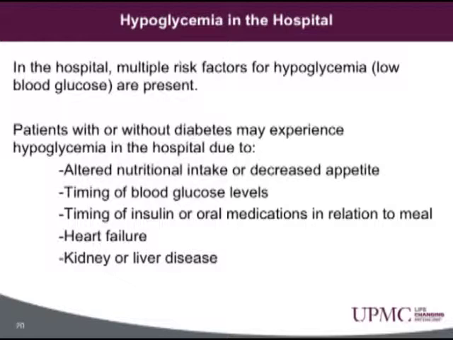Hypoglycemia in the hospital, or low blood sugar. There are lots of different reasons why low blood sugar occurs in the hospital. Patients with diabetes, and even patients that do not have diabetes, develop low blood sugars in the hospital. And we see this through altered nutrition intake, or if they have a decreased appetite or they're not eating, the timing of their blood sugar levels and when they're being done, timing of insulin and oral medications in relation to the meal, in patients that have heart failure, kidney, or liver disease.